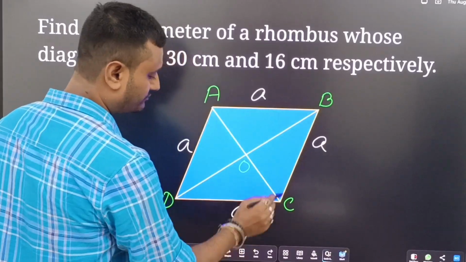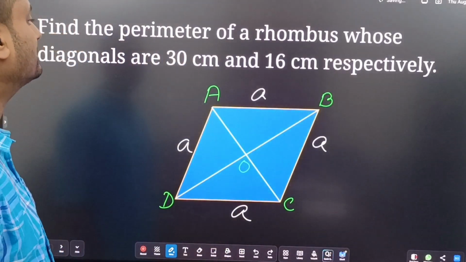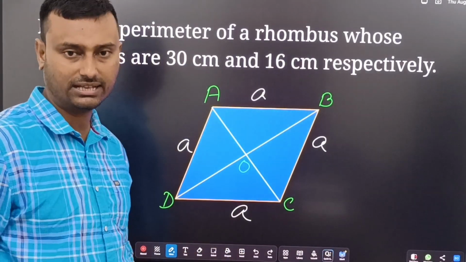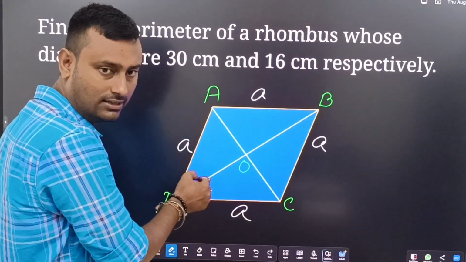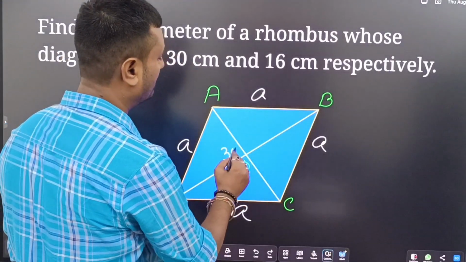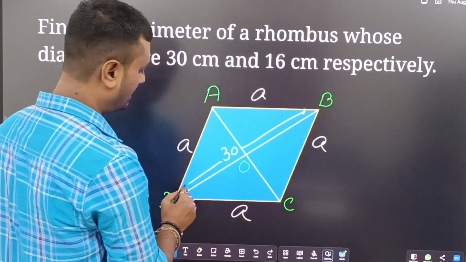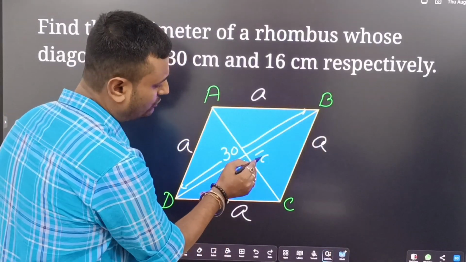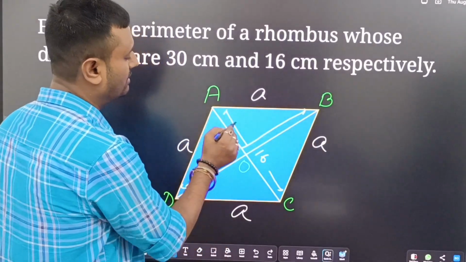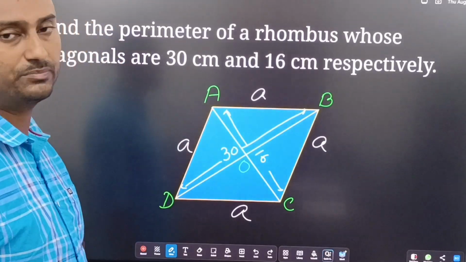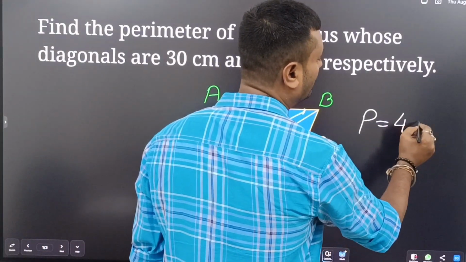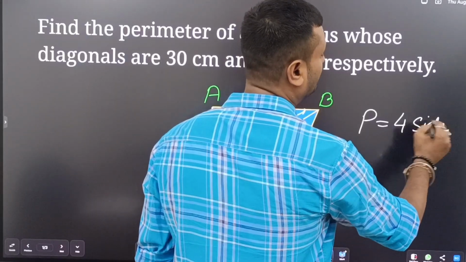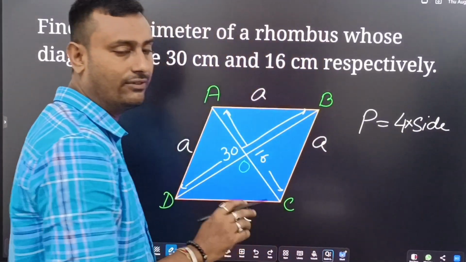Suppose A. It is given that diagonals are 30 centimeter and 16 centimeter respectively. So automatically, this one is longer, so this one is 30 centimeter, and this one is what? 16 centimeter. They are asking the perimeter of the rhombus. The perimeter of the rhombus formula is what? 4 into side. 4 into side. Okay, that means you have to find the value of side.